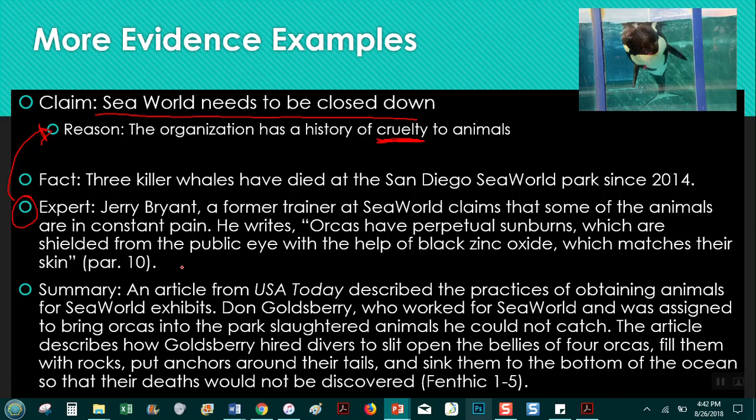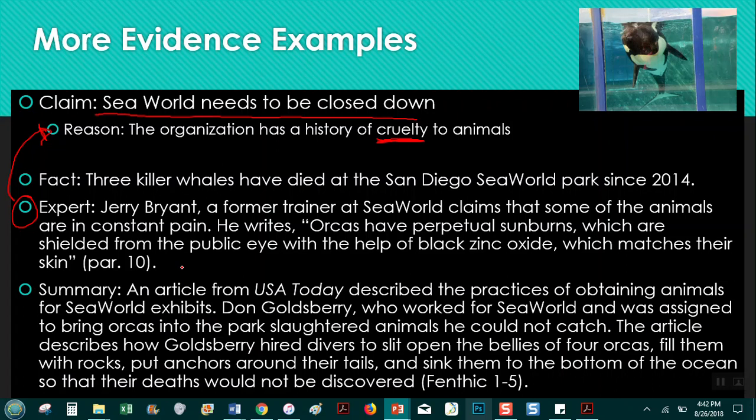Here is a summary. An article from USA Today described the practices of obtaining animals for SeaWorld exhibits. Don Goldsberry, who worked for SeaWorld, was assigned to bring the orcas into the park, and slaughtered animals he could not catch. The article describes how Goldsberry hired divers to slit open the bellies of four orcas, fill them with rocks, and put anchors in their tails and sink them to the bottom of the ocean so their deaths could not be discovered.